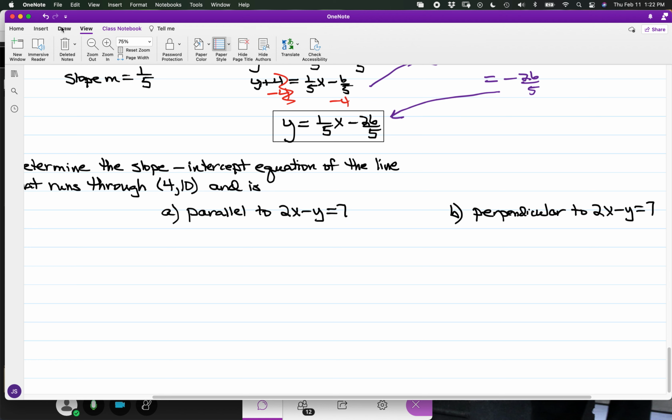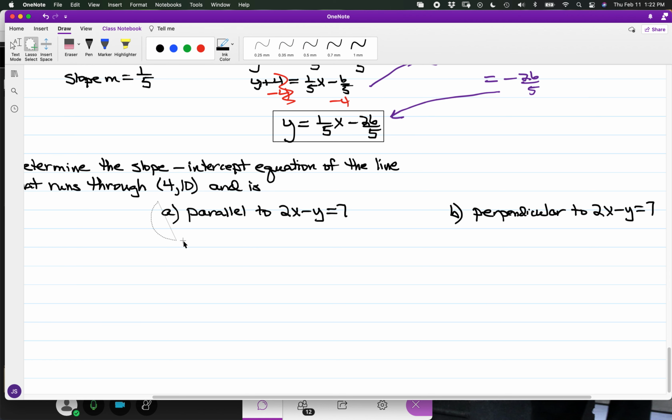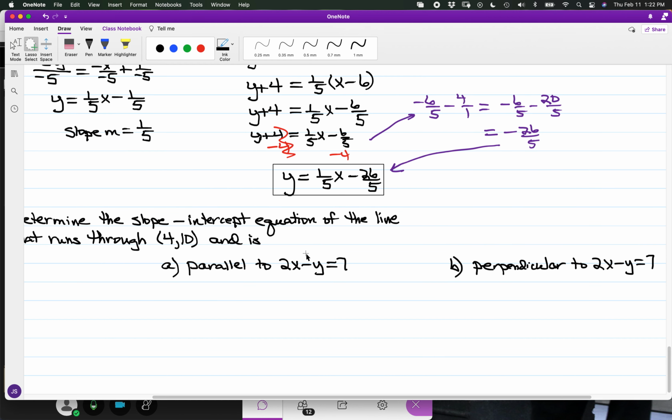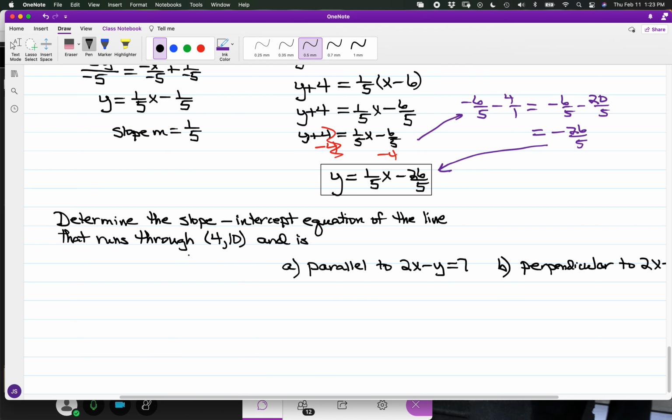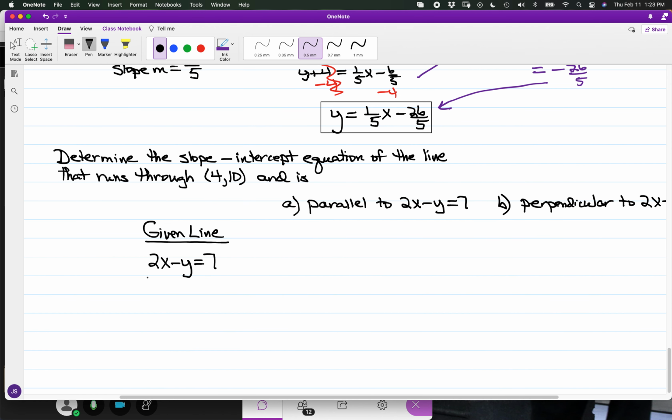Okay, so to be able to determine the equations of the parallel and perpendicular lines, again, we first need to know just what slope values are going to be involved. So we have, for the given line, 2x minus y is equal to 7. And if I take what I have here and translate it in terms of the slope-intercept equation, I'm going to isolate the y term.